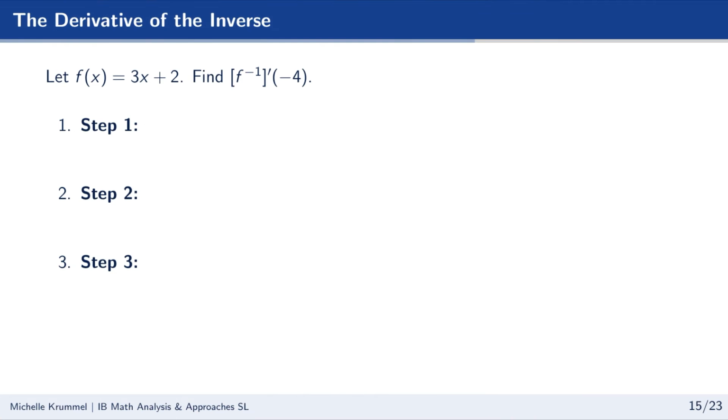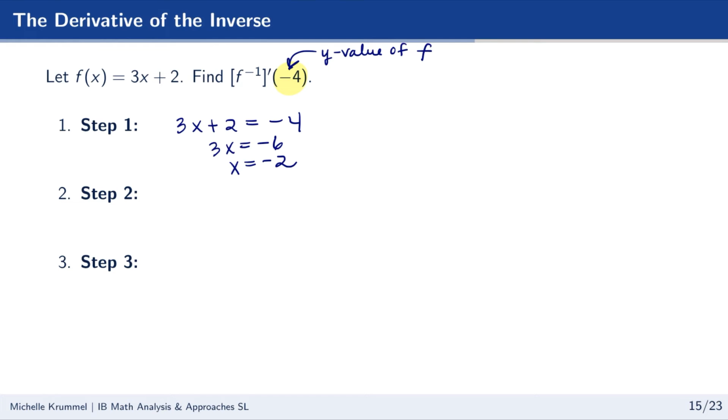Let's look at some examples. So if f of x equals 3x plus 2, and we want to find the derivative of f inverse at negative 4, the first thing we're going to do is figure out where does f equal negative 4. So we let 3x plus 2 equal negative 4 because, once again, this is a y value of f. It's an x value of f inverse, but that immediately makes it a y value of f. Okay, so we set that equal and we solve. So 3x equals negative 6, x equals negative 2.